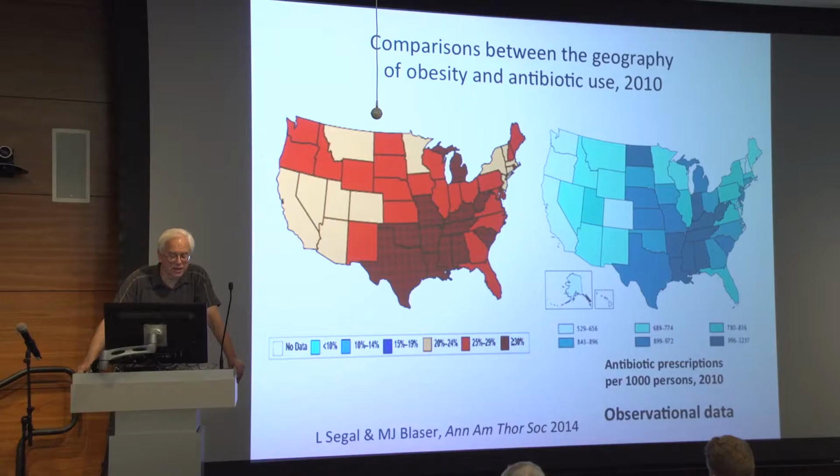Now, especially interesting to me is to compare these 2 CDC maps from 2010, the geography of obesity on the left and the geography of antibiotic use on the right. These are observational data, but if you look at them, you can see that the patterns align pretty closely. They don't tell us anything about causation.